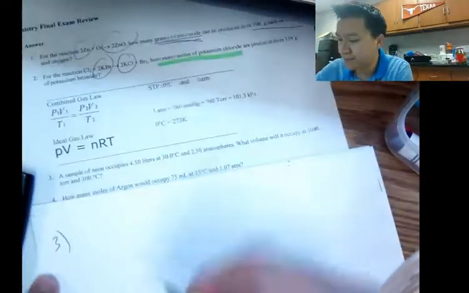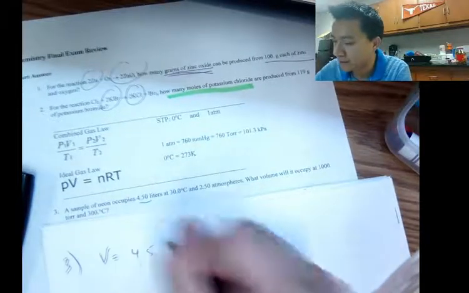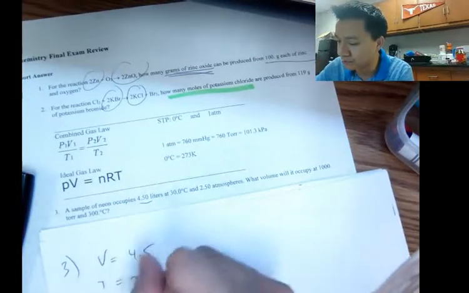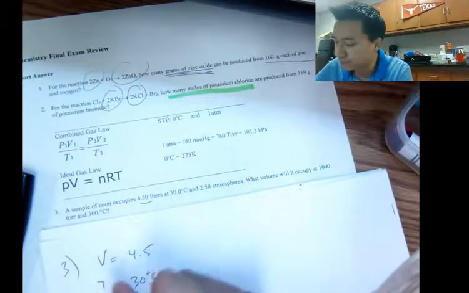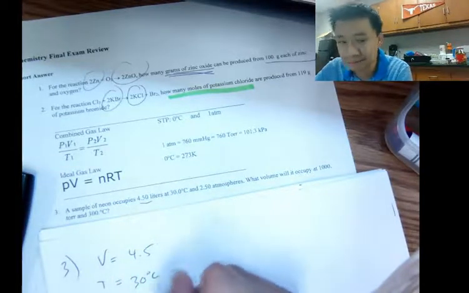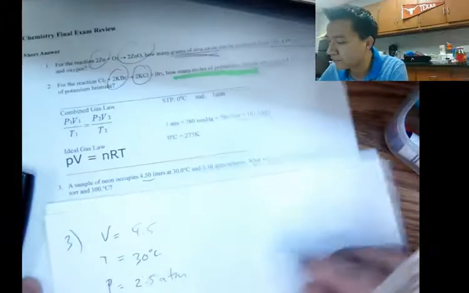Number 3. A sample of neon gas occupies 4.5 liters. So there's a volume, 4.5 liters. There's a temperature, 30 degrees Celsius. There's a pressure, 2.5 atm. What volume will it occupy?